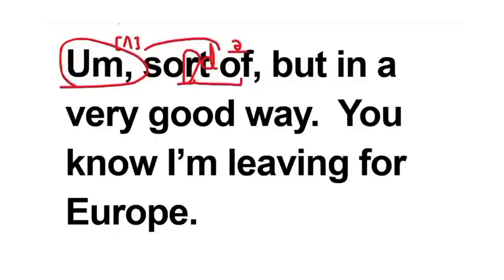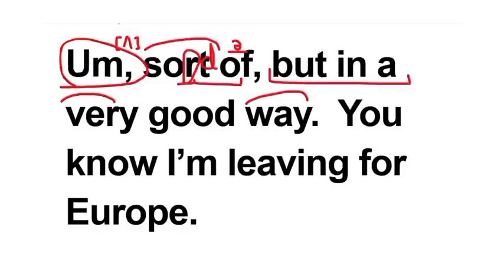Sort of, but in a very good way. The first syllable of the word very, ver, and the word way, but in a very good way, are the most stressed. Do you hear how fast this string of function words is? But in a, but in a, but in a, but in a. But in a very good way.